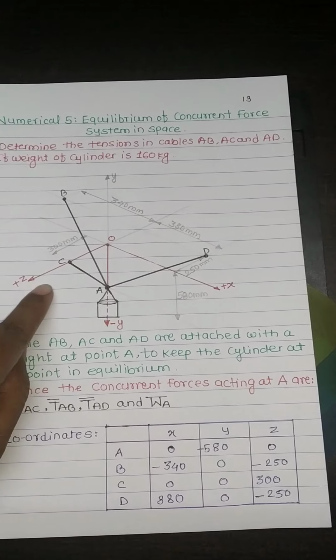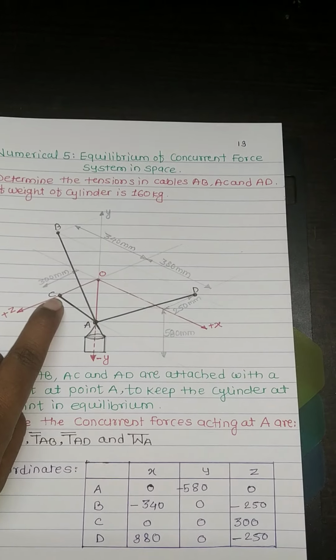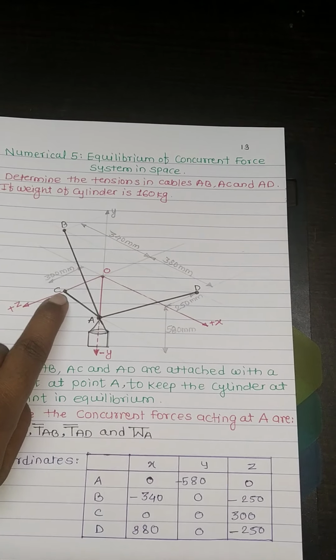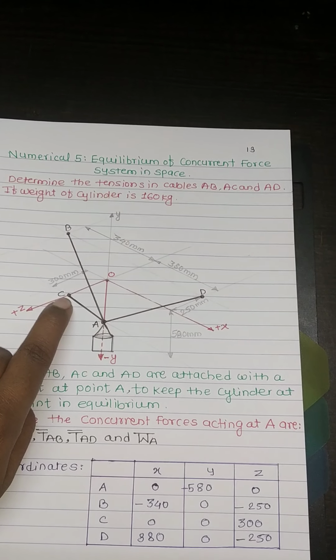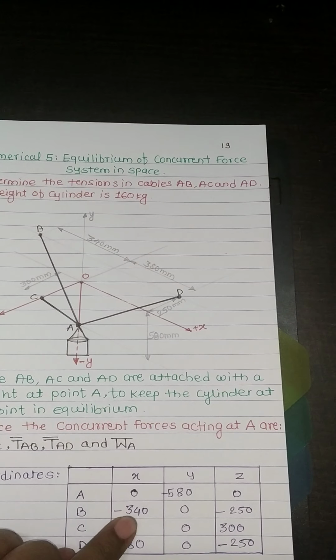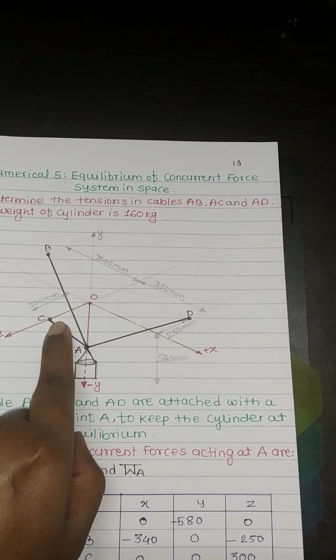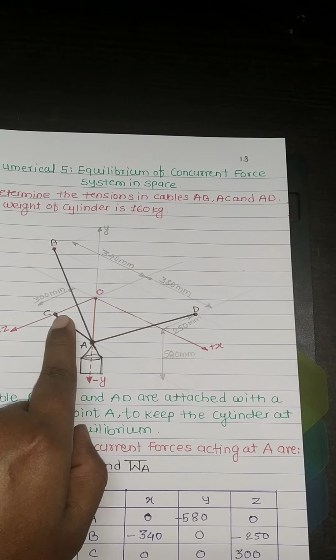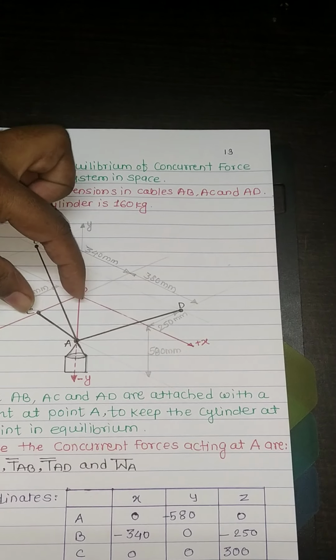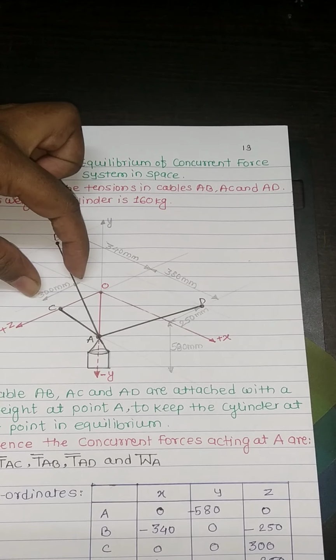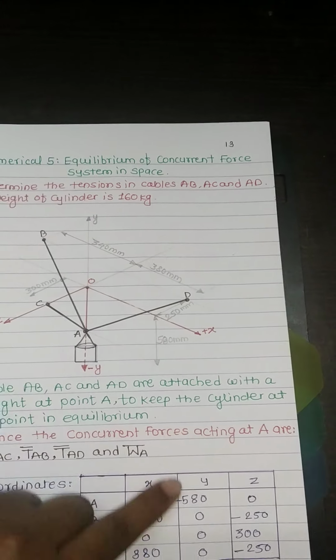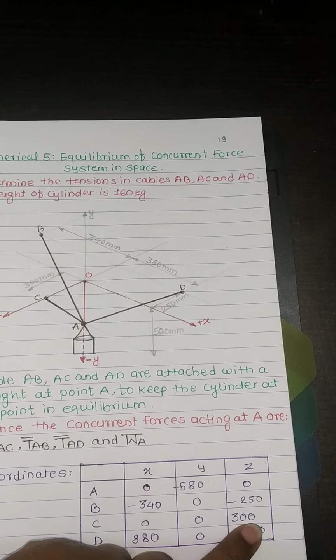Then point C is on the z-axis. Therefore, its x and y coordinates will be 0. And it is on the positive z-axis. So, from the origin, the parallel distance along the z-axis is defined as 300 mm. So, it is positive 300 mm.